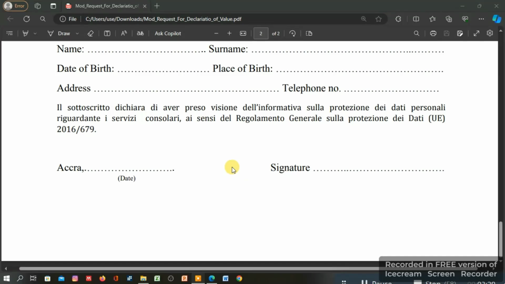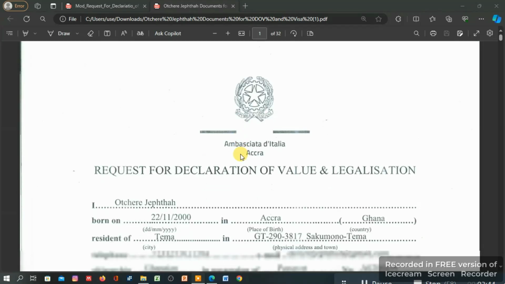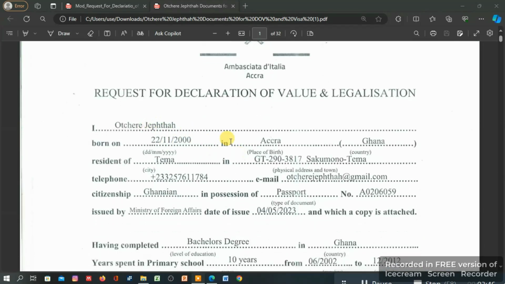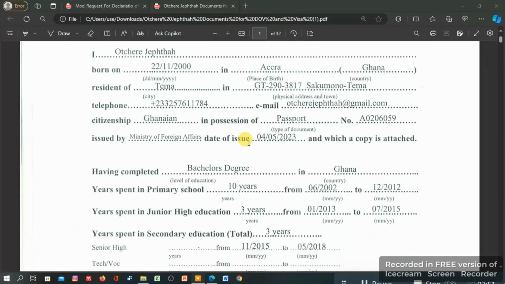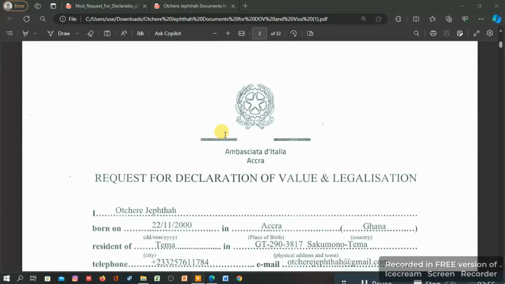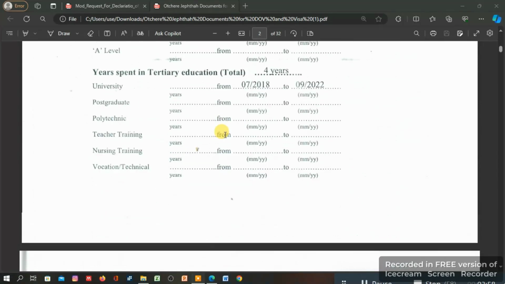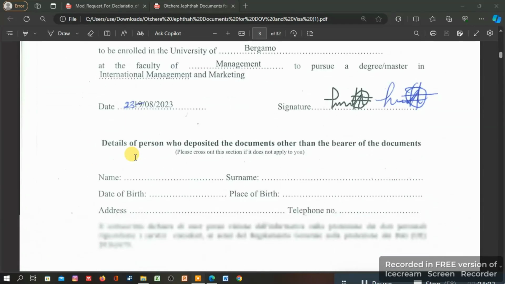Once you fill this particular document and you are submitting, let me show you the document you have to attach to submit. So this is my declaration of value which I filled. You can see the details here, just so you can know how it's actually filled. So you can just go through this, you can see how it has been filled. Yeah, this one I showed you.